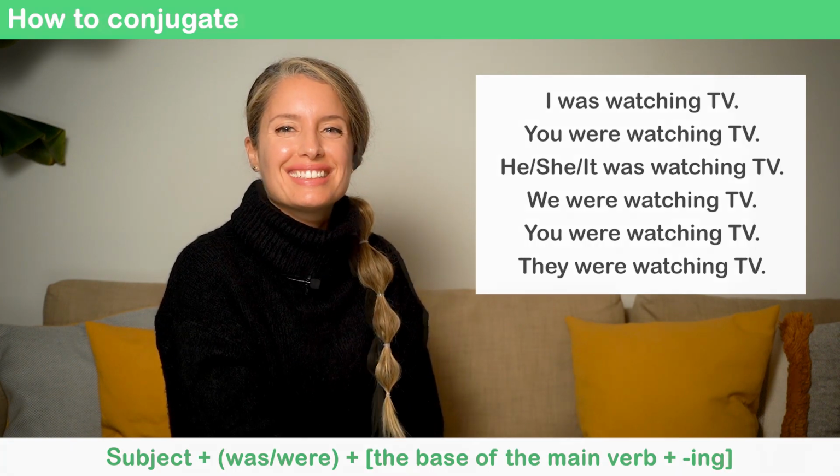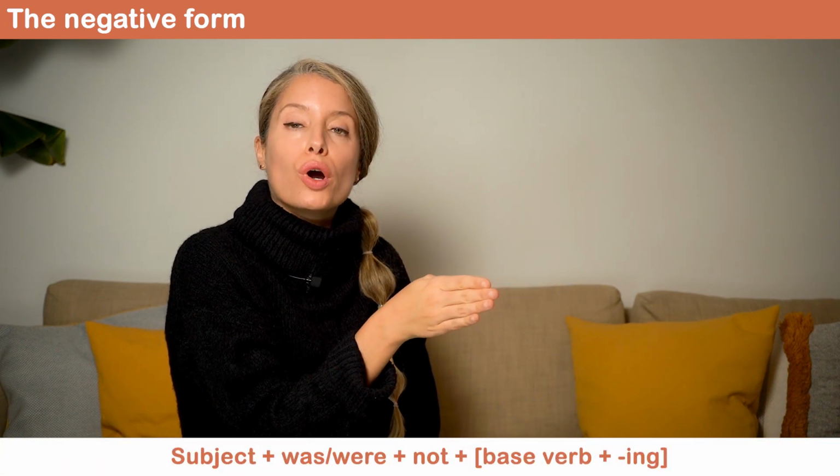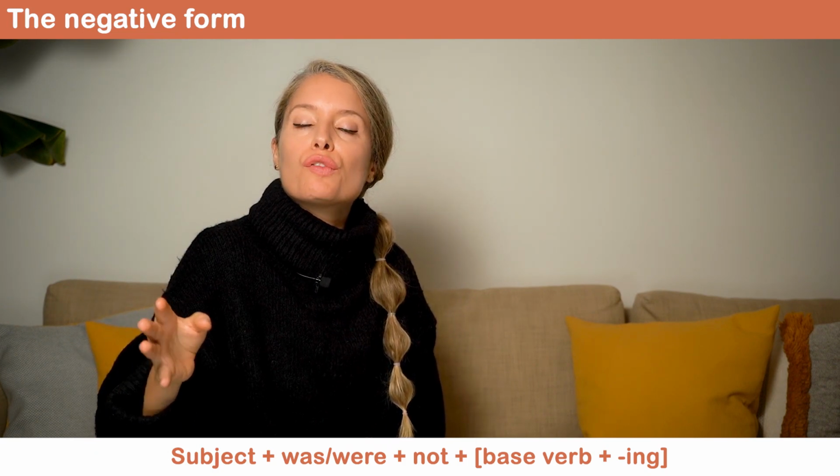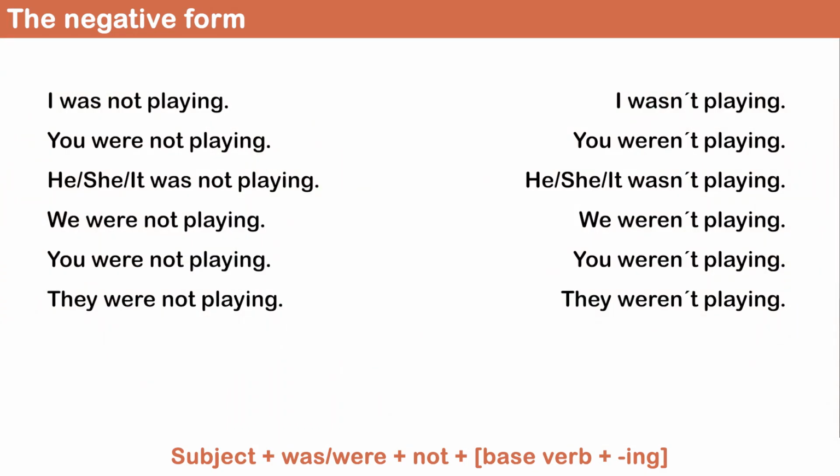They were watching TV. And to form the negative, you would take the subject plus was or were plus not plus the base of the verb with the ing ending. For example, I was not playing. I wasn't playing. You were not playing. You weren't playing. He, she, it was not playing. He, she, it wasn't playing. We were not playing. We weren't playing. You were not playing. You weren't playing. And finally, they were not playing.